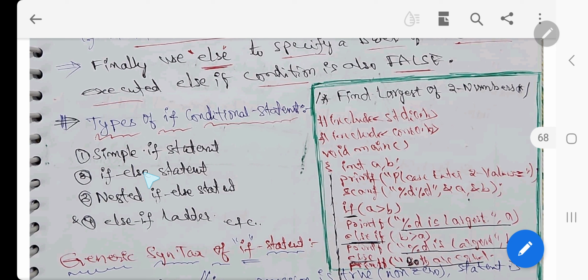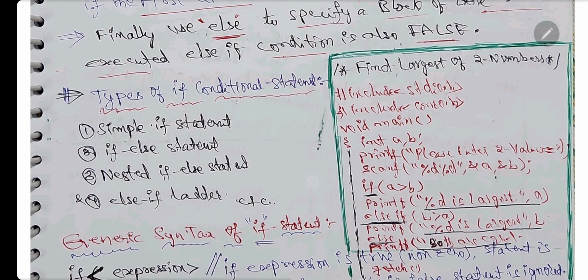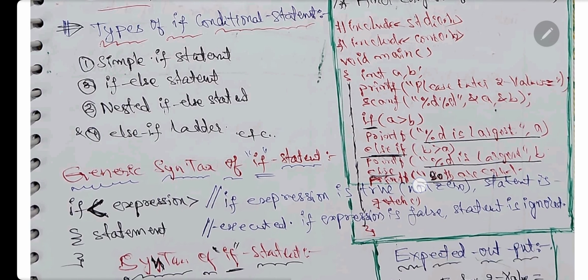Types of if statement: simple if statement, if else statement, nested if else statement, and if else ladder. Ladder means so many if else statements together is called a ladder. Nested means within an if, one more if else. Simple if. Here I have given a small program to understand it.